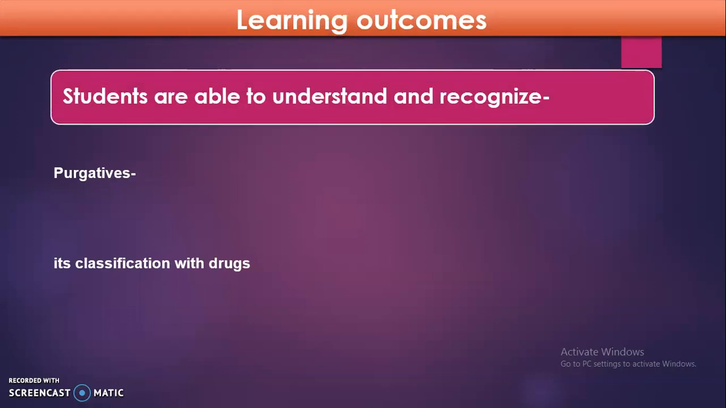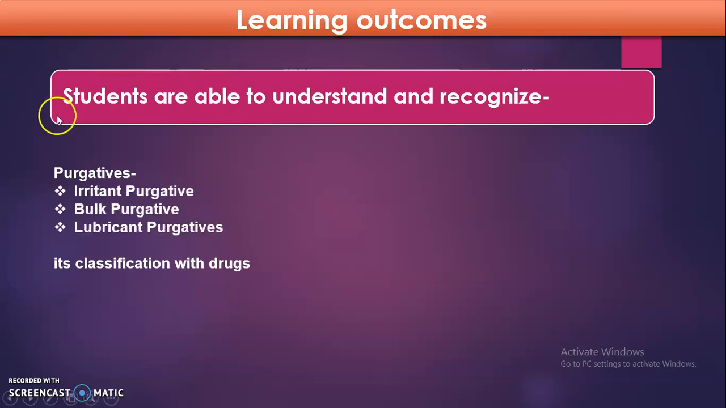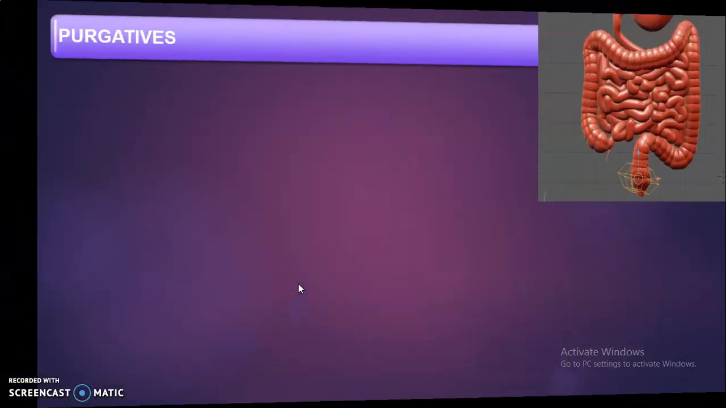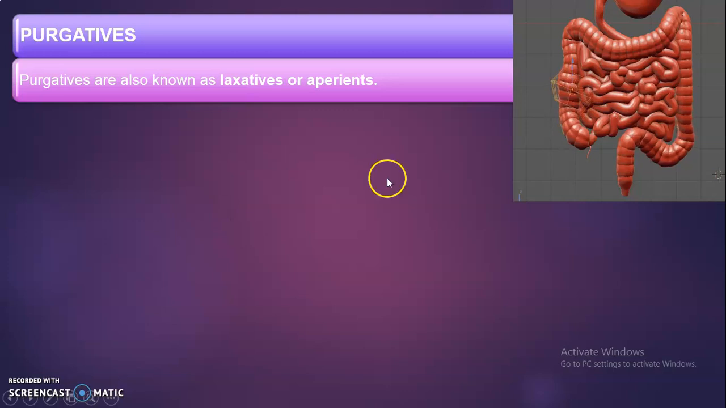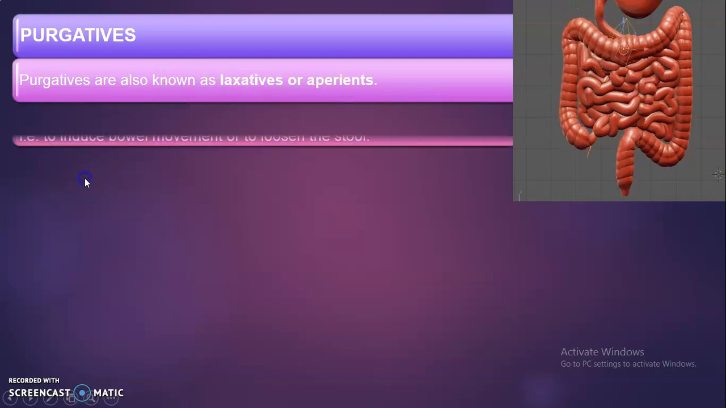After watching this video, students should be able to understand what is meant by purgatives. In that, irritant purgatives, bulk purgatives, lubricant purgatives, their classification along with the drugs. First of all, we see what is meant by purgatives. Purgatives are the drugs which affect our small and large intestine. Purgatives are also known as laxatives or aperients.